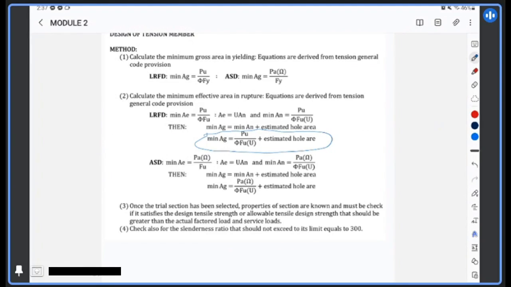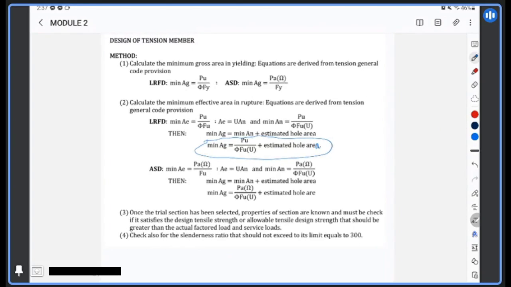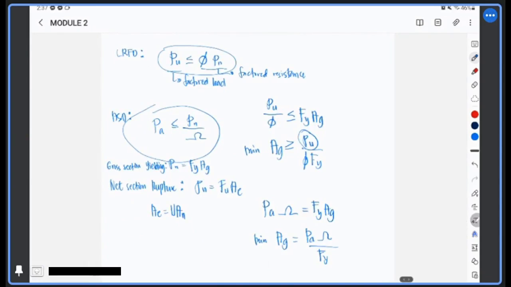Okay, plus the estimated whole area. Now in ASD, the minimum gross area for net section rupture would be equal to our service load. Service load ang tawag sa PA. Okay, PA is our service load in ASD. This is PA.